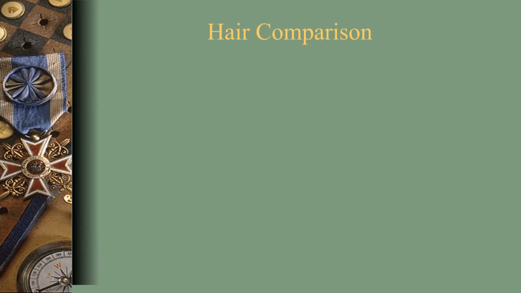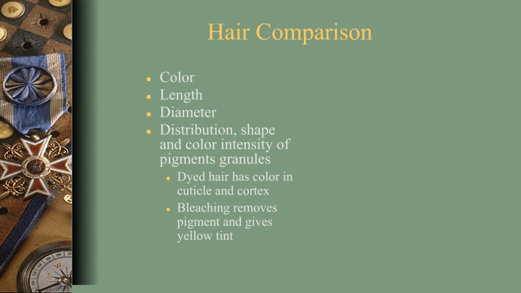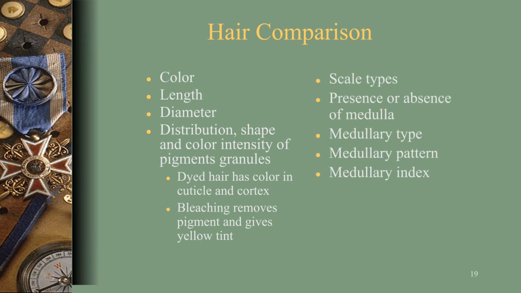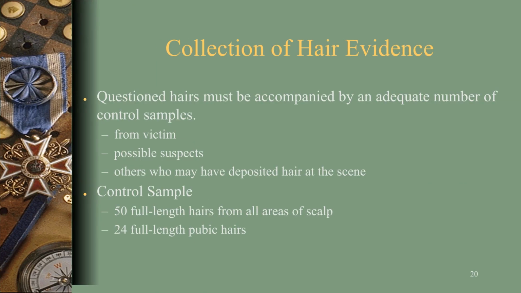Comparing hair involves looking at color, length, diameter, and the distribution of pigment granules. Additional factors include scale types, medullary features, and the results of treatments like dyeing or bleaching. Proper evidence collection requires questioned hairs to be accompanied by sufficient control samples. This includes taking full-length samples from the victim, suspects, and anyone else who might have deposited hair at the scene.